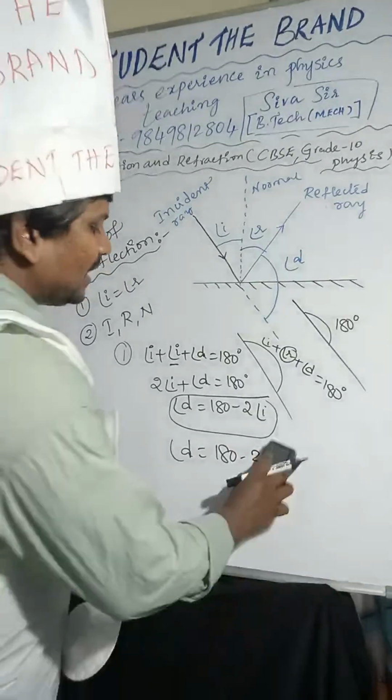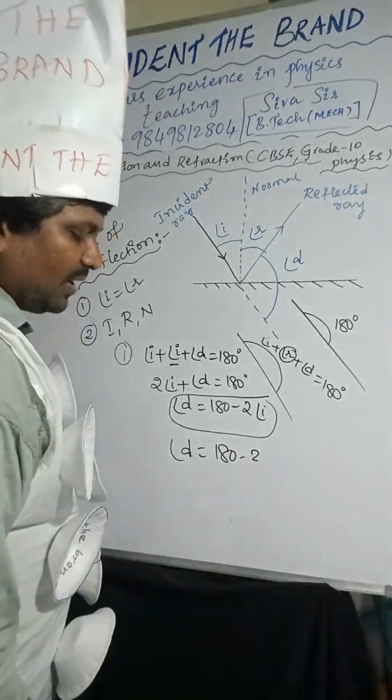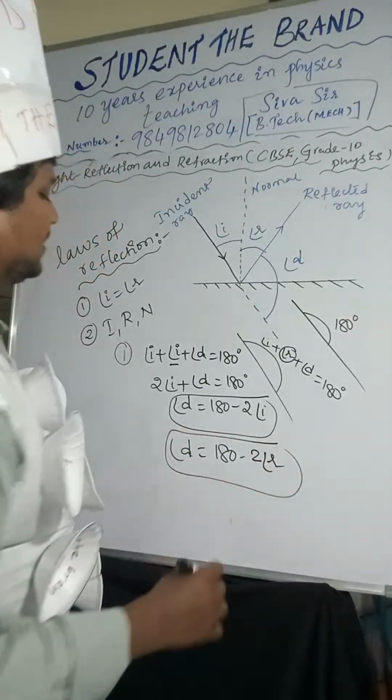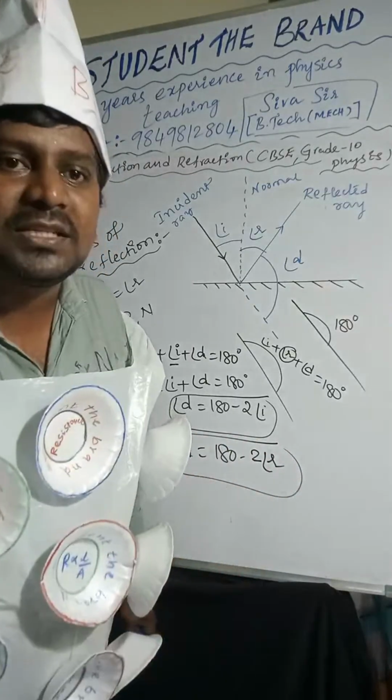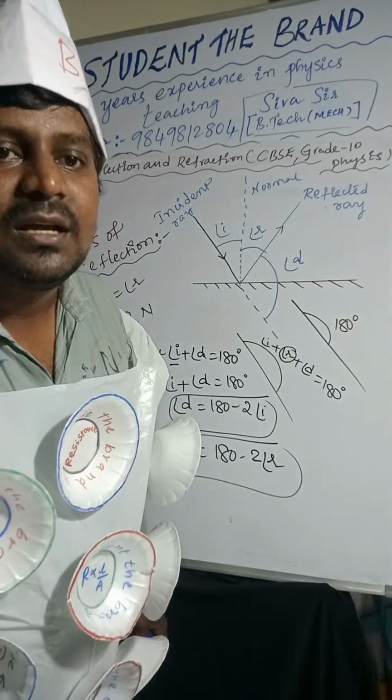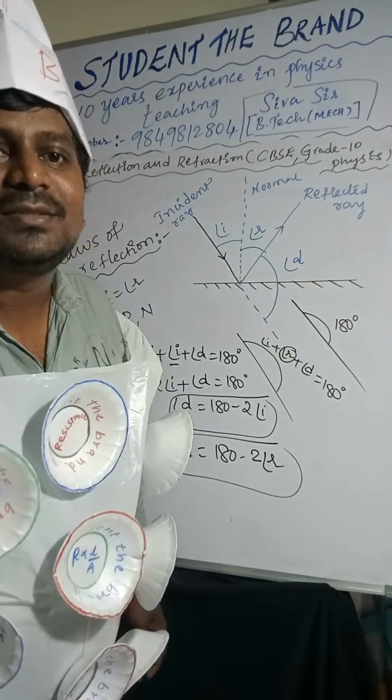Angle of deviation equals 180 minus 2 angle of reflection.